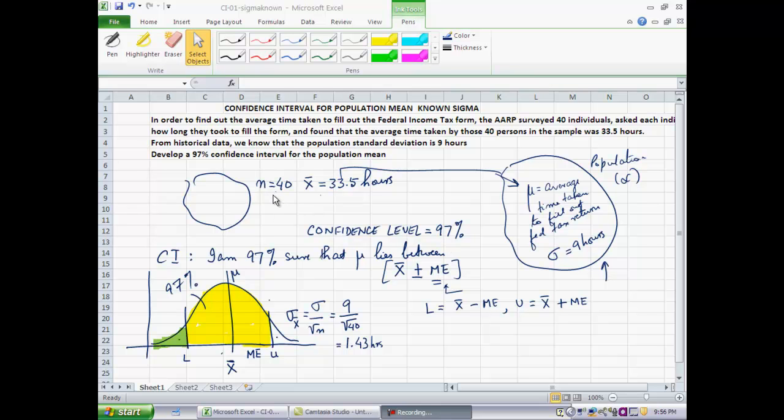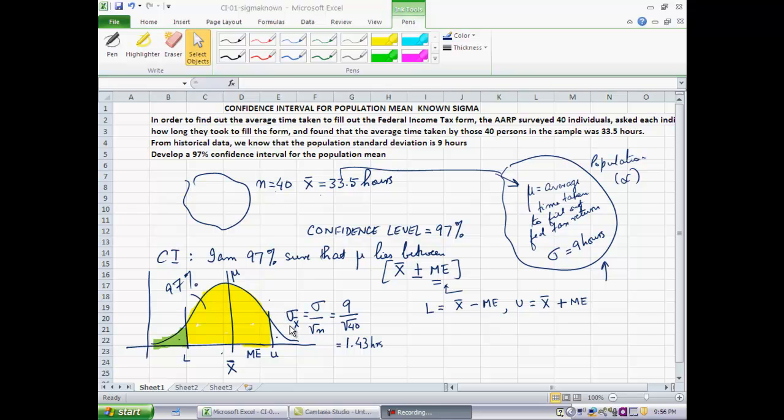Why is it? Because you go back to our sampling distribution of the sample mean. Remember the central limit theorem, which said that for a large sample, which means in this case a sample size greater than or equal to 30, which is true in this case, the sample size is 40. We know from the central limit theorem that the sample mean is normally distributed with a mean equal to the population mean that I'm trying to estimate, and the standard deviation of the sample mean.